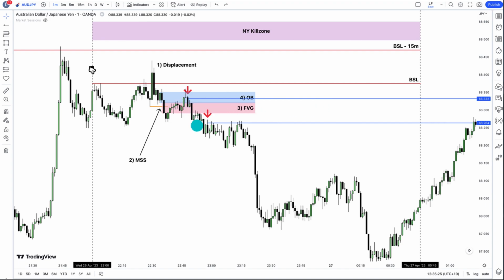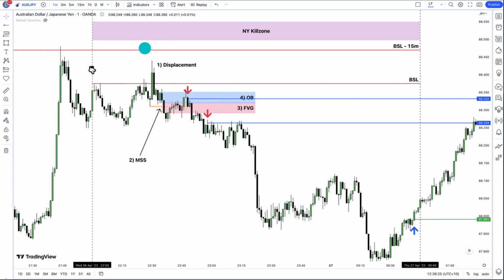So price traveled all the way down. Now, why did I take another one here? Look at this candle. It's a big bearish candle. And before that, a bearish order block. That's why I took another one here. So these were the positions that I shorted, and I closed off my trade here.